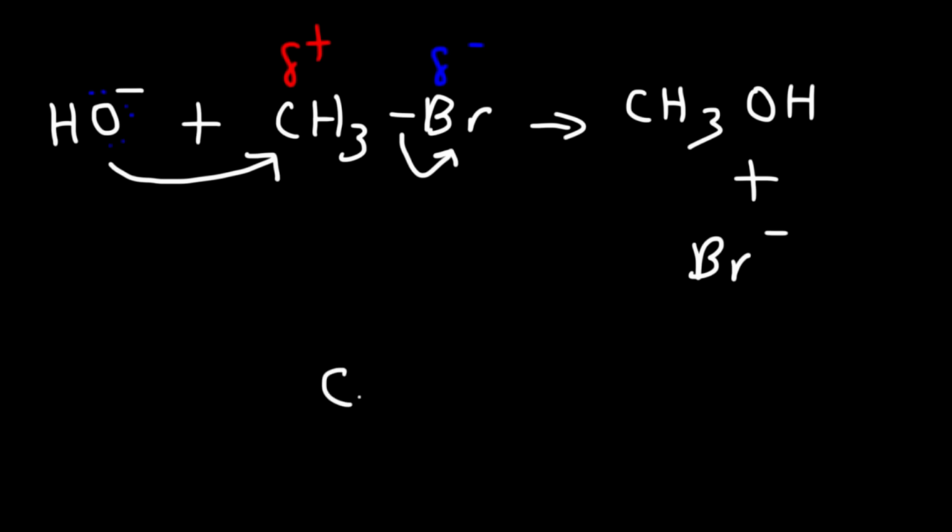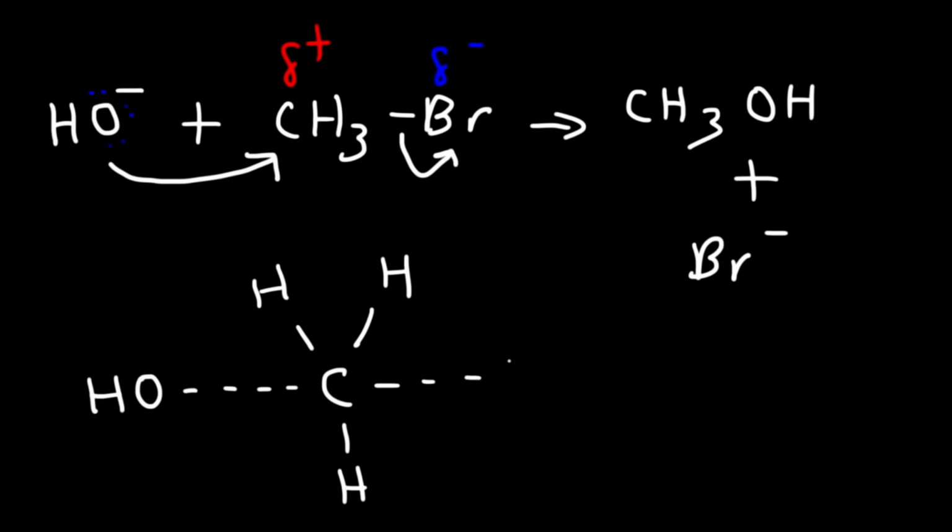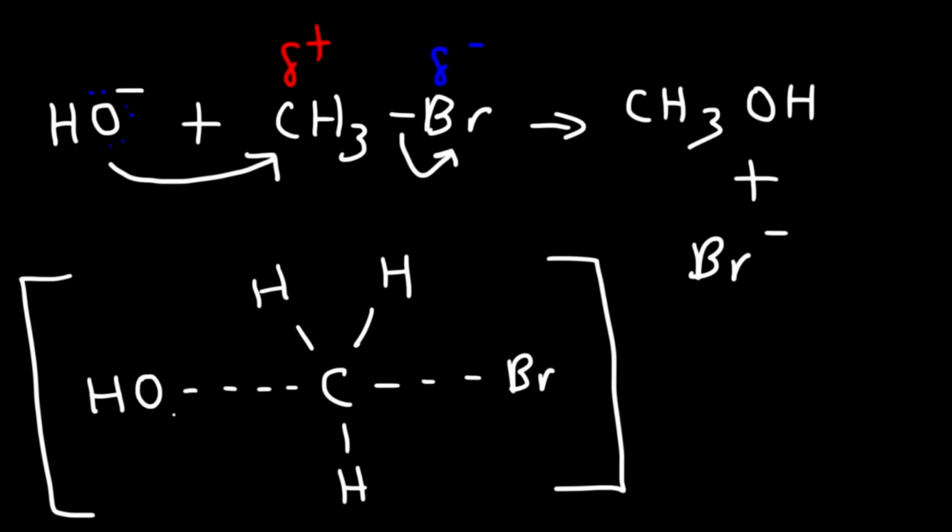To draw the transition state, it looks like this. So here we have the 3 hydrogen atoms attached to the carbon, and we have a bond being created between the oxygen and the carbon atom, and a bond that's breaking between the carbon and the bromine atom. And so the transition state looks like this. Carbon bears a partial positive charge, bromine bears a partial negative charge, and the same is true for hydroxide.